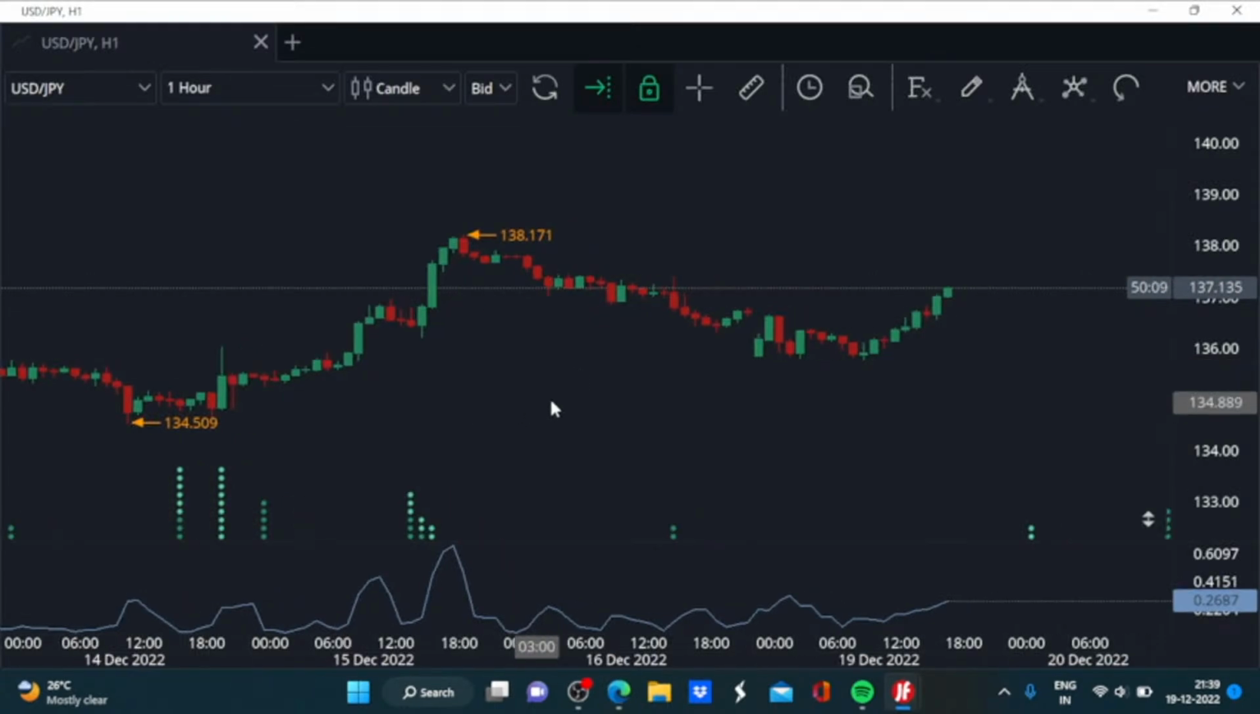This is the USD JPY chart which I have drawn with the candle period defined at hourly. On the lower side, this plotting you see is for the standard deviation indicator with the calculation period of 5, and the standard deviation has been defined at 1.01 standard deviation, and this is simply for comparative purpose.